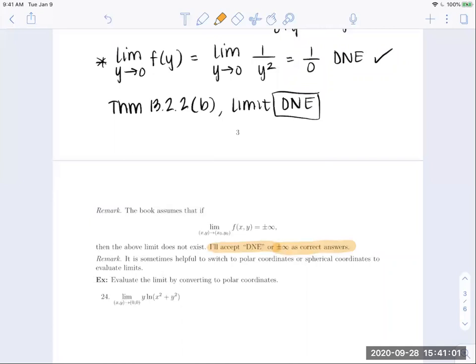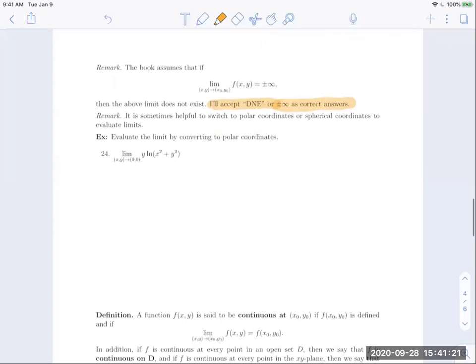I also have a remark here that it may be helpful to switch to polar coordinates or spherical coordinates depending on the setup of your particular limit. So we spent a lot of time in section 11.8 really understanding those two different coordinate systems. And this is the first time where we're applying it outside of that section. So let's take a look at problem 24. Evaluate the limit by converting to polar coordinates. So we have the limit as xy approaches 0, 0 of y times the natural log of x squared plus y squared.